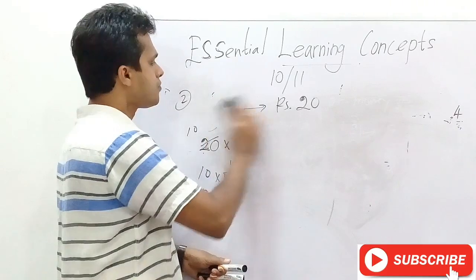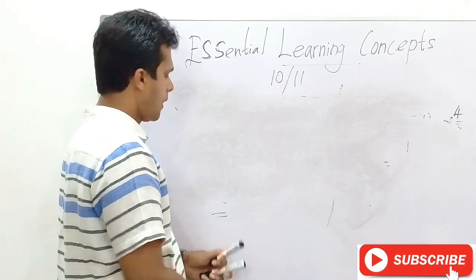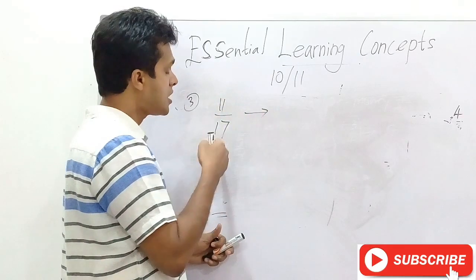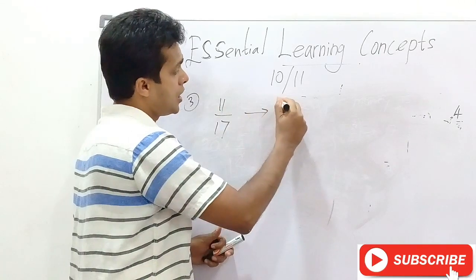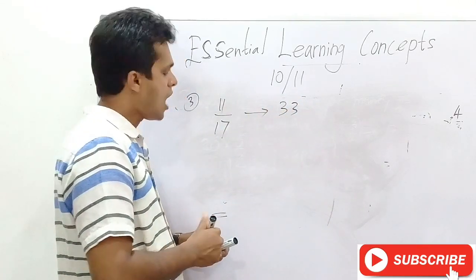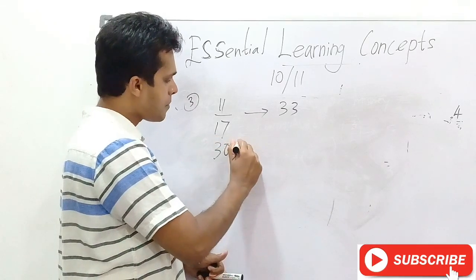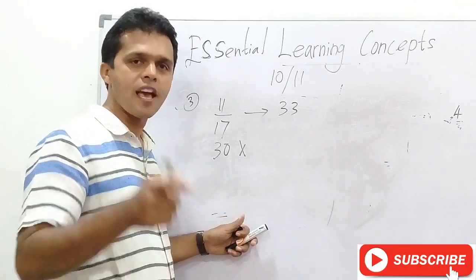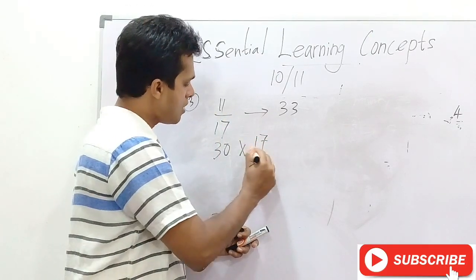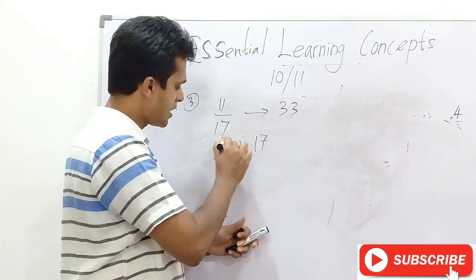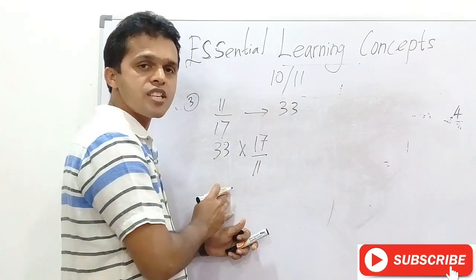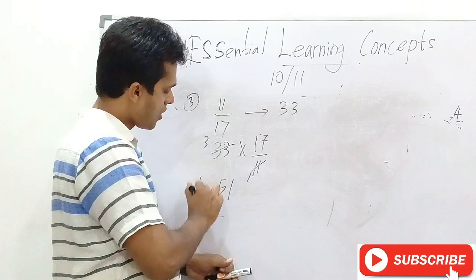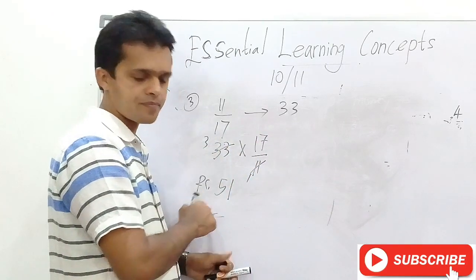The other sum. 11/17 of a certain amount of money is 33 rupees. Find the full amount. How can you find the full amount? Remember, bear in mind, 33 is multiplied by 17 over 11. Sorry, 33. 33 times 17 over 11. Now 1 time and 3 times. 3 times 17, 51.